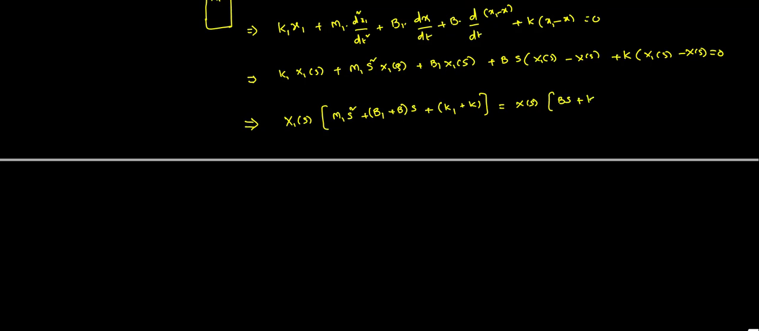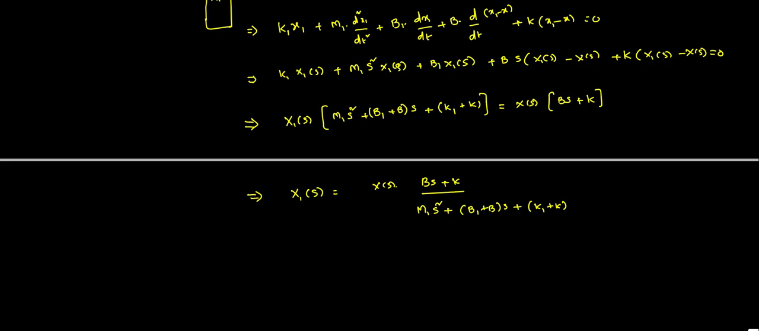b s plus k. Now our main intention is to find out what X1(s) is, that's all, right. X1(s) is equal to X2(s) into (b s plus k) divided by m1 s square plus (b1 plus b) into s plus (k1 plus k). That's all. That is for the x1.